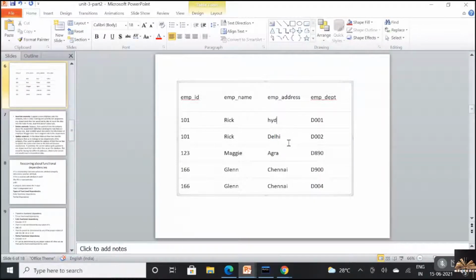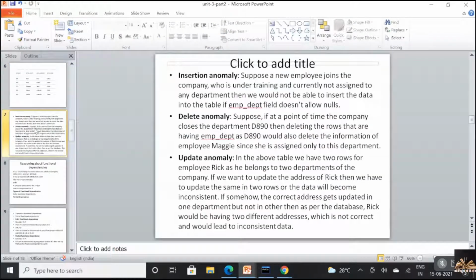So whenever you perform updation, you see to it that the complete data with respect to the table is updated, or else it leads to the concept of inconsistent data. That is with respect to your updation anomaly. If we want to update the address of Rick, then we have to update the same in 2 rows, or the data will become inconsistent. So these are the 3 problems that are caused by redundant data.